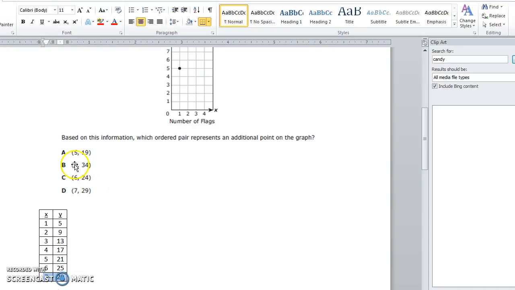I could test out 8 if I wanted to. My next point would be 8, and I would add another 4. 29 plus 4 gives me 33, so it didn't work. So 7, 29 was the right answer.